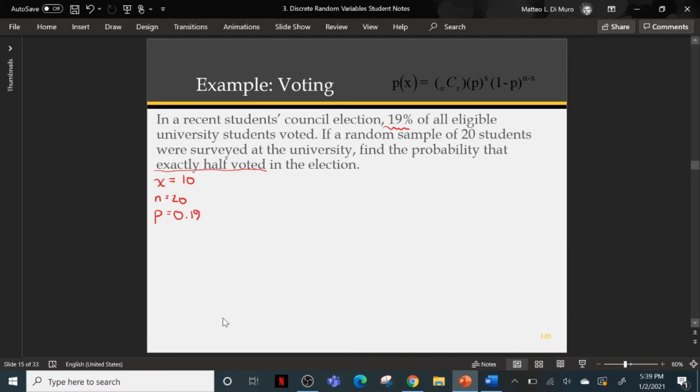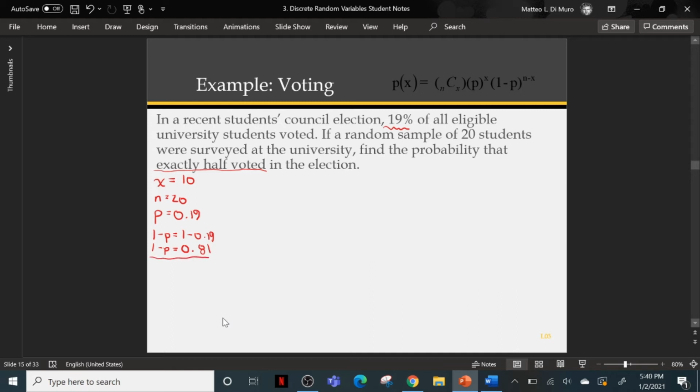Okay, now q, or 1 minus p, you can compute on your own. So I can go 1 minus 0.19, and that's going to give me 1 minus p. So this is basically the chance that you're not voting, right? If there's a 19% chance you're going to vote, then there is an 81% chance that you are not voting. So that's usually the first thing I do.